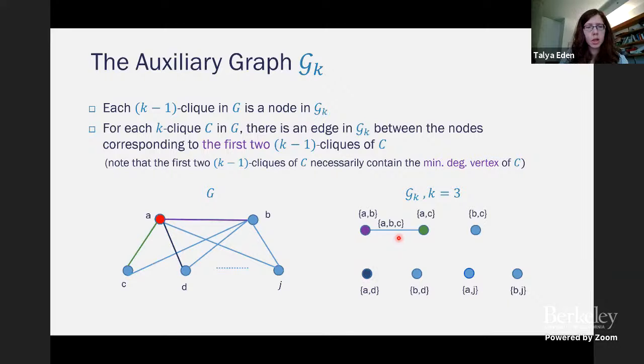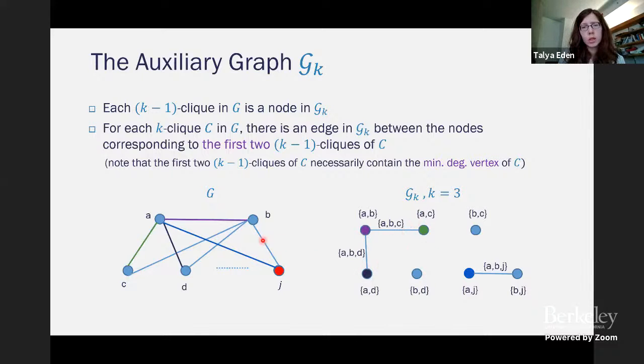Similarly, for this triangle ABD, if A is still the min degree vertex, the first two edges are AB and AD, and we'll have this edge corresponds to the triangle ABD. And finally, for the triangle ABJ, if J is the min degree vertex, then we look again at the first two edges. So the first two will now be AJ and BJ, and we'll have an edge there. So this is the auxiliary graph G_k.